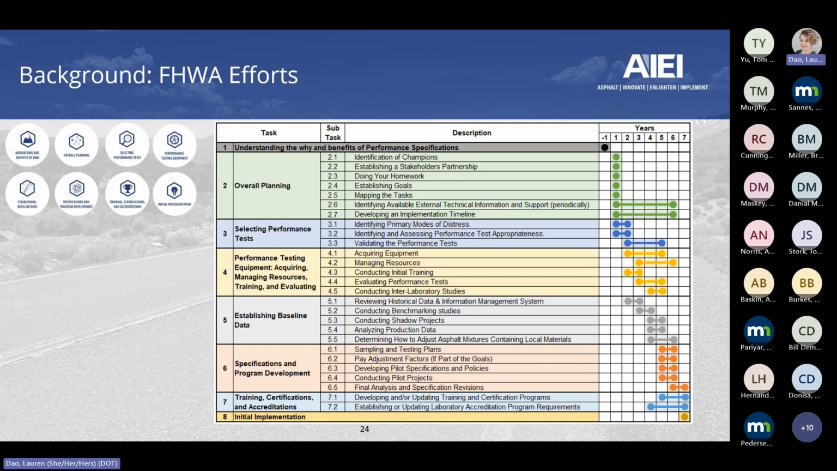Some key elements of this we're going to talk about briefly later on, but one of them is the BMD test validation, right? Gaining that confidence in the test that you're going to select for the balanced mix design.